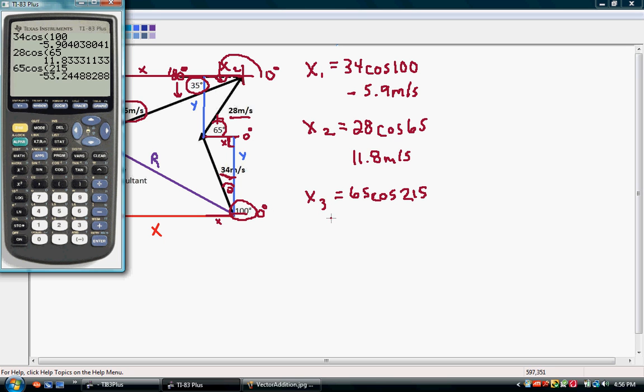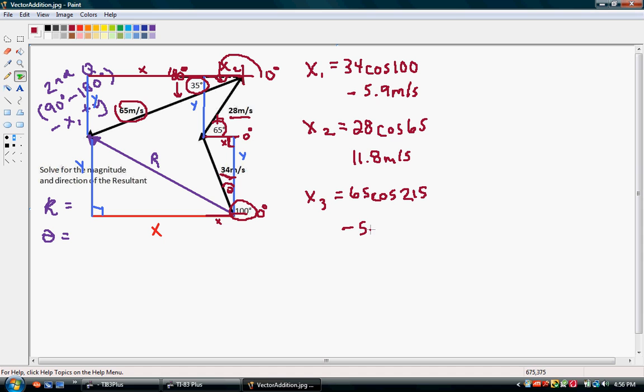And there we have it. So we have a negative 53.2 meters per second x component. Alright, now we can do the same thing but with our y's.